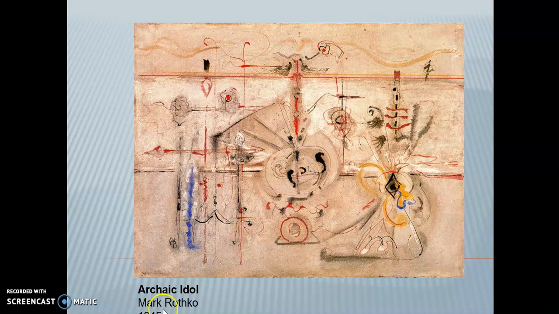This is called Archaic Idol, done in 1945. Same as what you saw previously, there's no distinct shape to suggest any story going on here. This could be an object, this could be a person, because it's talking about an idol. We don't know, but we can see a lot of lines, shapes, and colors. When you can't identify a painting, when you have to interpret something, it's called an abstract work.